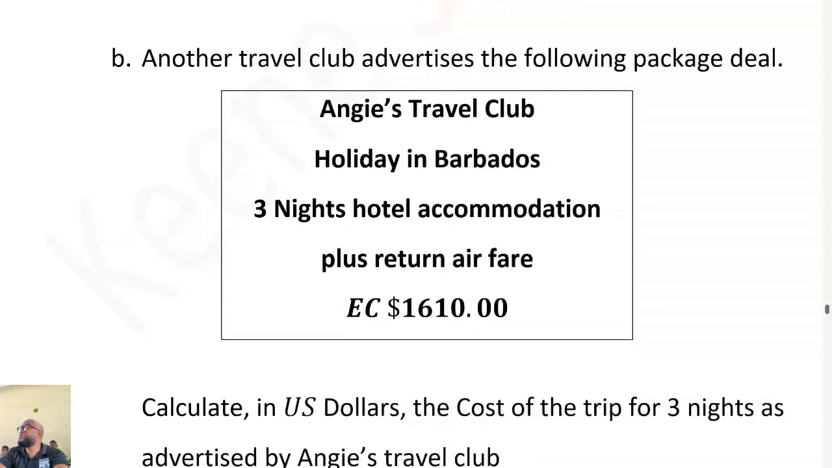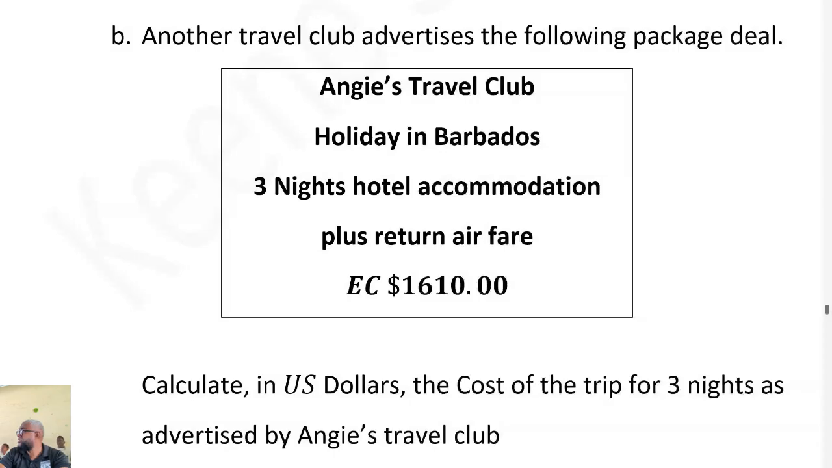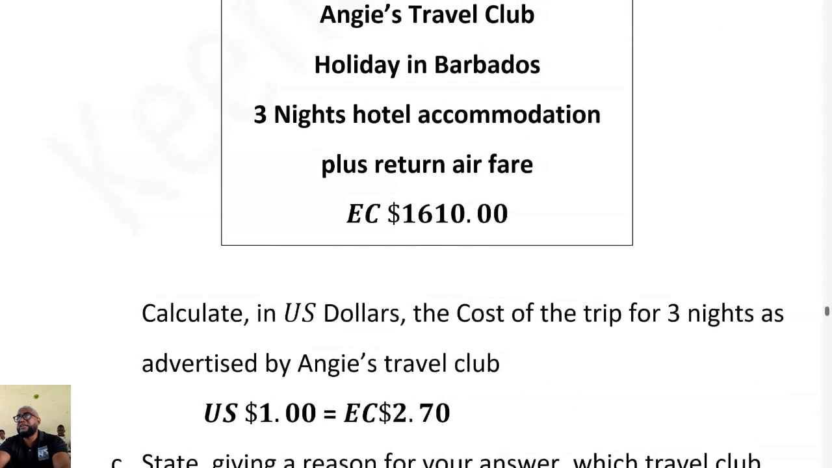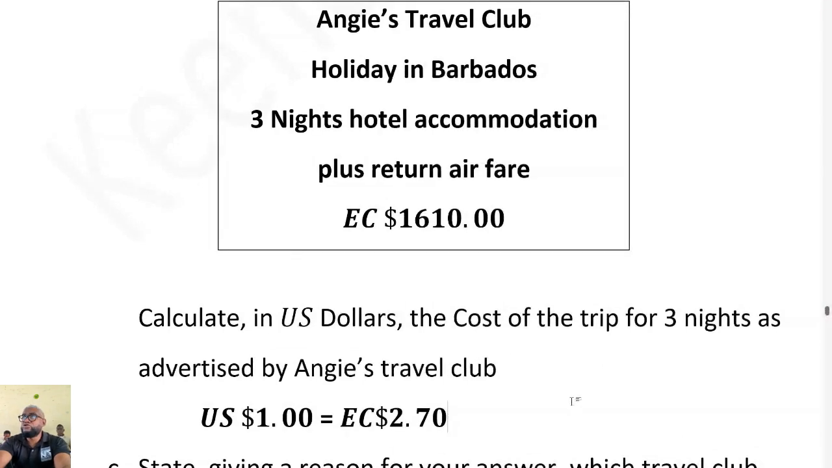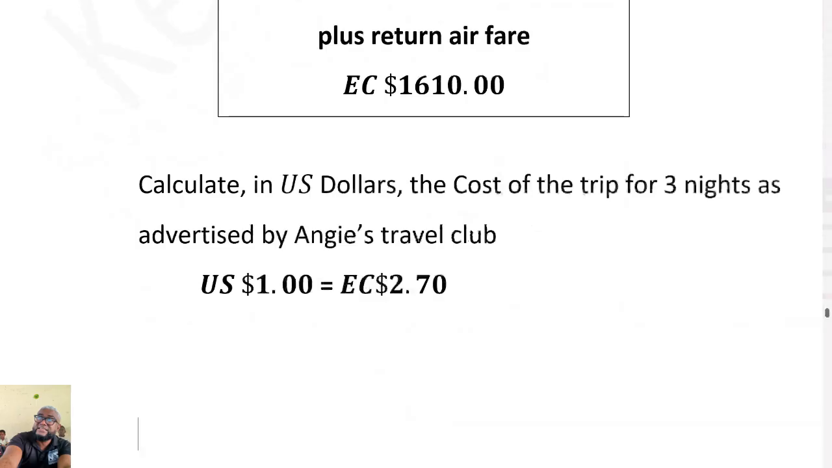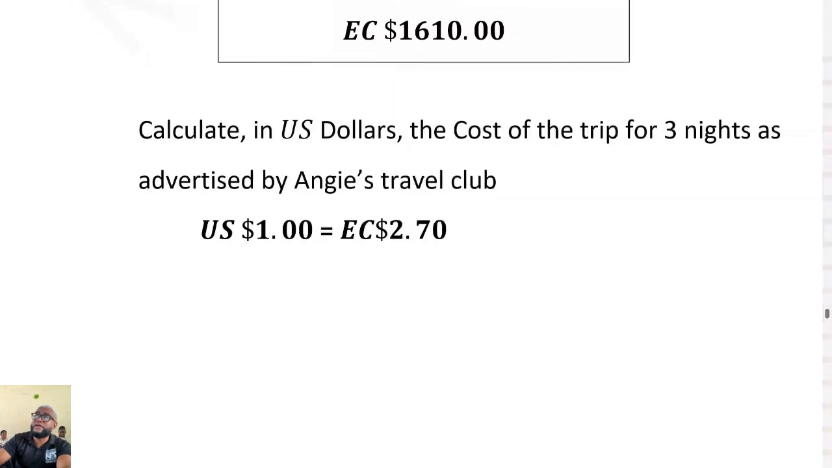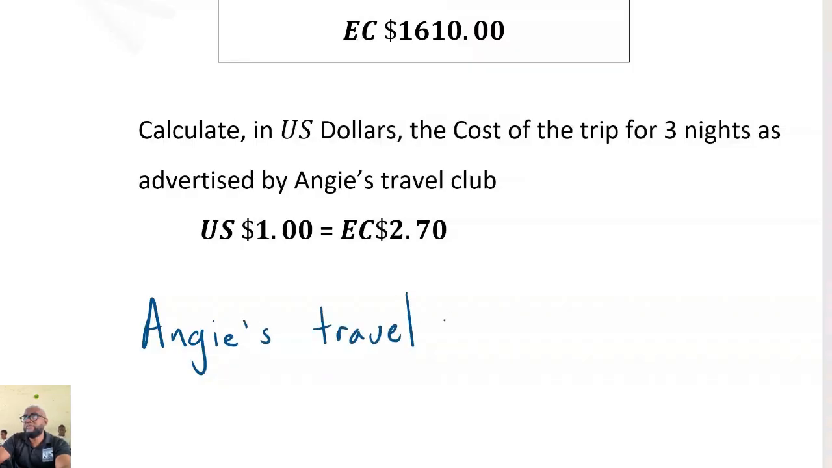They said another travel club advertises the following package. So this travel club is giving you 3 nights hotel accommodation plus airfare for EC 1610, right? This is EC dollars, Eastern Caribbean dollars, right? So they want you to calculate the cost of a trip for 3 nights as advertised by Angie's Travel Club, but they want it in US dollars, right? So this is Angie's Travel Club.